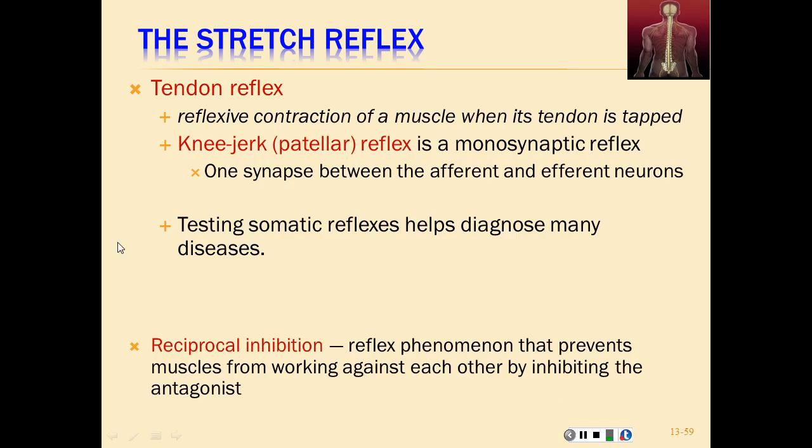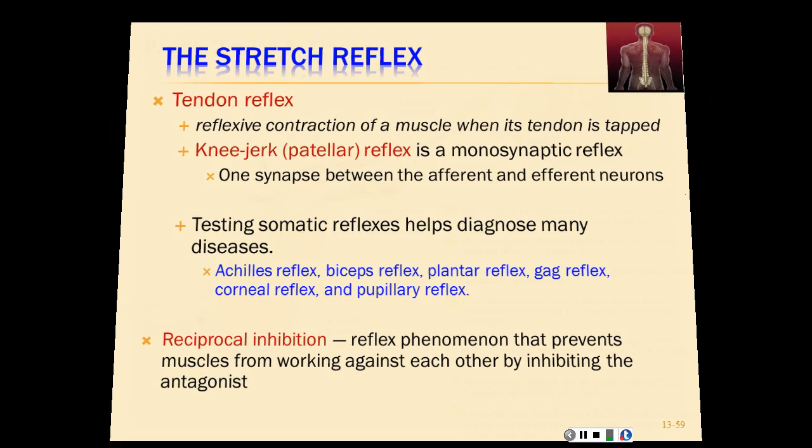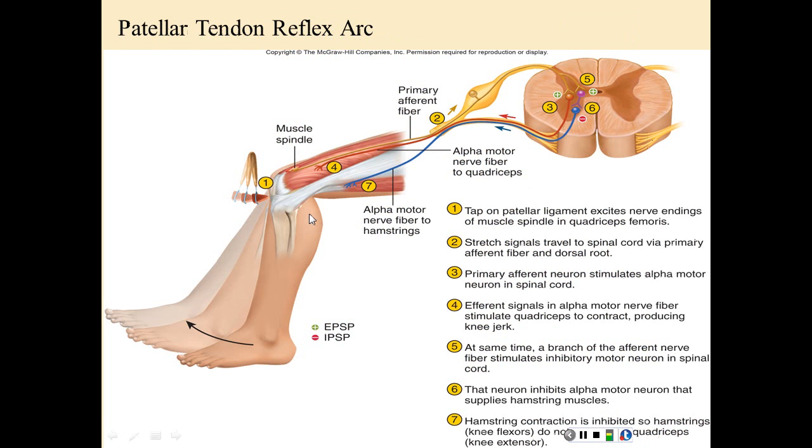Now testing somatic reflexes helps diagnose many diseases, such as the Achilles reflex, bicep reflex, patellar reflex, also gag reflex. We have reciprocal inhibition, which is a reflex phenomenon that prevents muscles from working against each other by inhibiting the antagonistic. So here we have the patellar tendon reflex. What happens here, the patellar tendon is tapped, the inferior part of the tendon, which is basically under the kneecap or the patella.